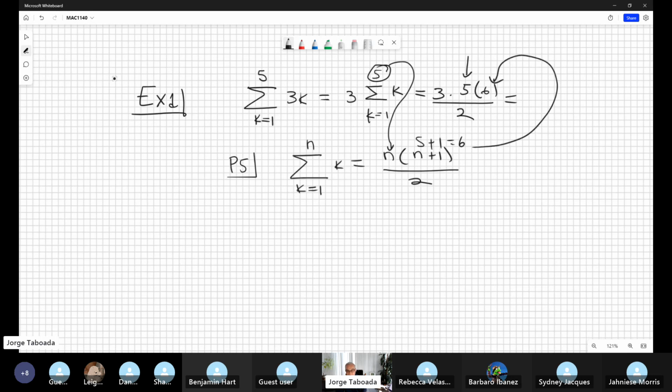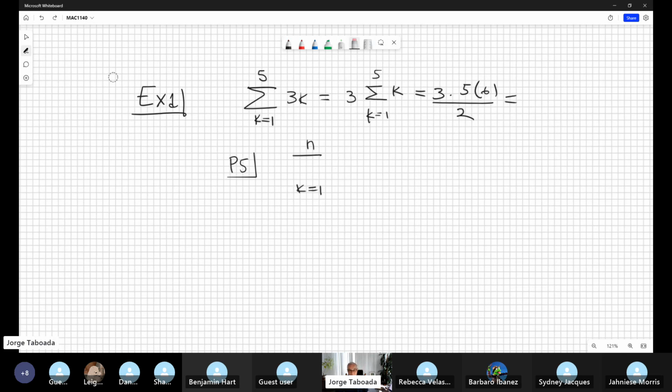This 6 is this. And the formula included 2 multiplied by 3. The 3 was the constant I put outside the summation at the beginning. The rest is just calculator. 5 times 6 is 30, divided by 2 is 15. 15 times 3 is 45. Basically, the only thing that you should do is associate our problem with the property. The answer is 45.